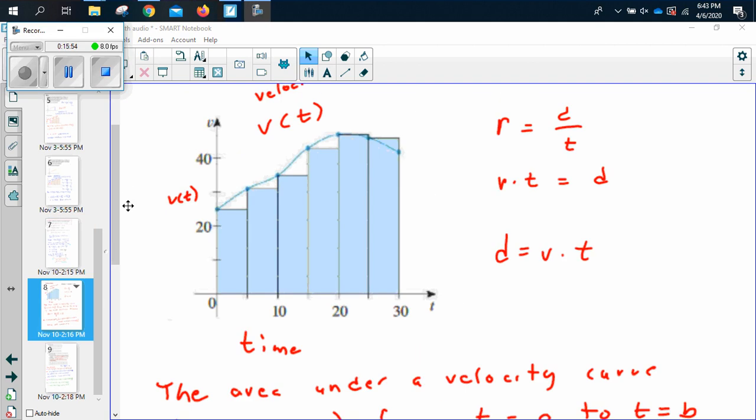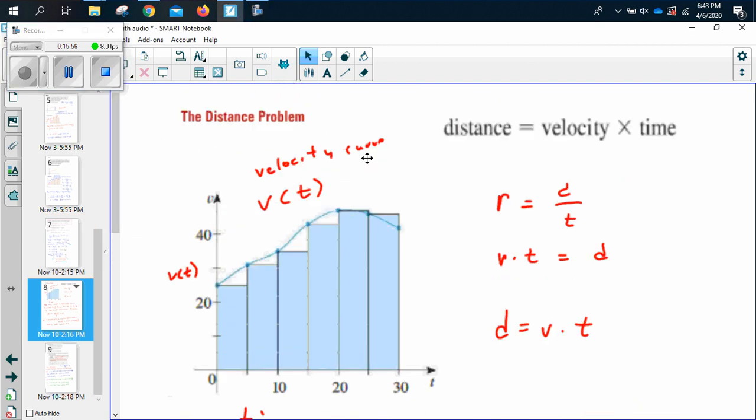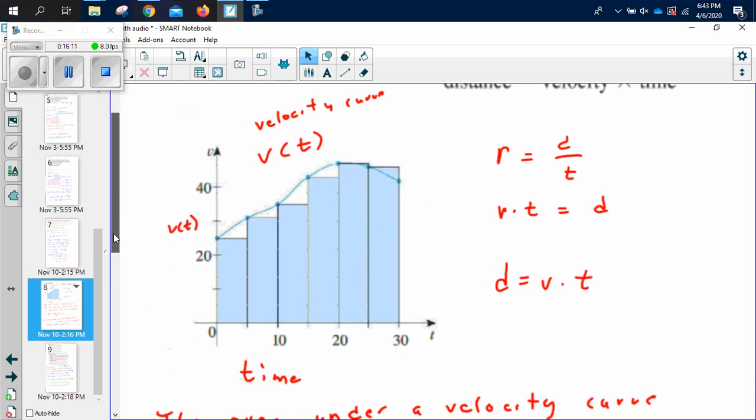Okay? This is called the distance problem. And remember that distance is equal to velocity times time. So remember that a rate times time would give you distance. And in this case, we've got a velocity curve that is given. This axis right here represents the velocities. This axis down here represents time. And so we've got the velocity readings at different times in our time interval from 0 to 30.